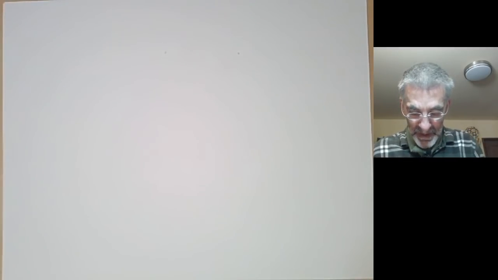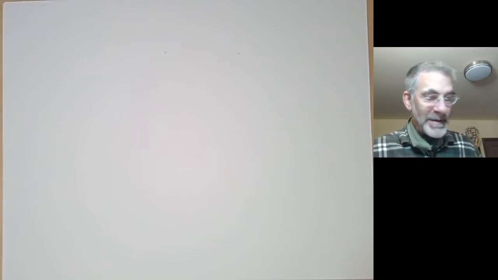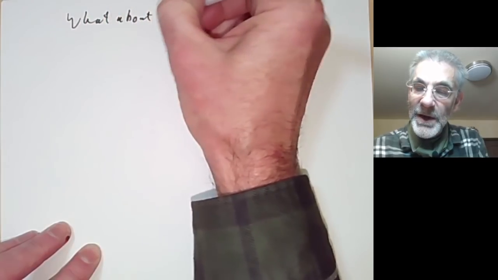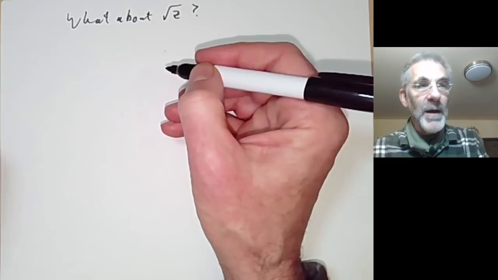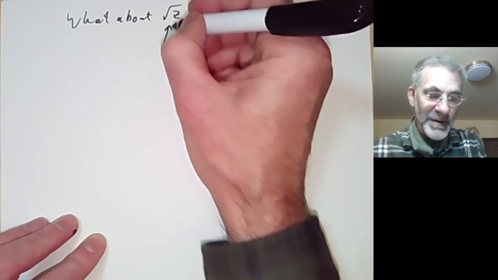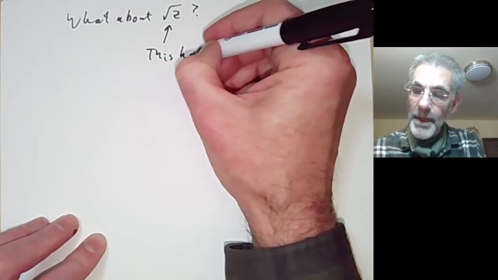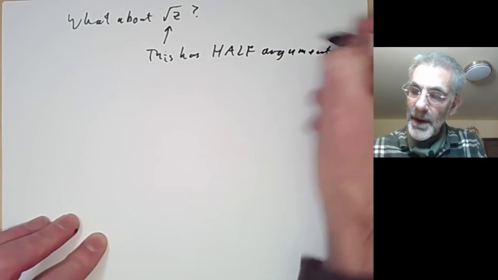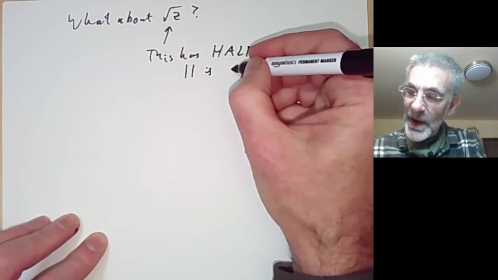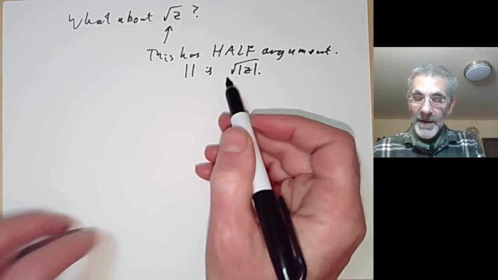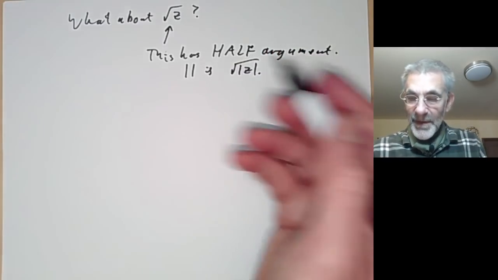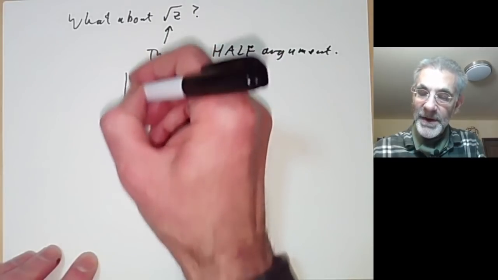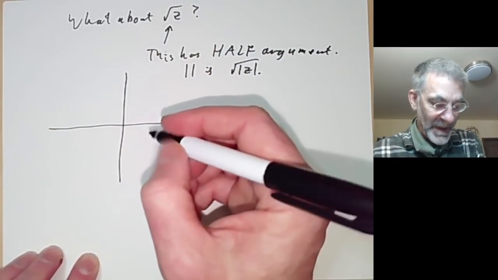So now let's talk about square roots. So what about the square root of z? Well, we can easily find the square root of z because this has half the argument and its absolute value is the square root of the absolute value of z. So this almost instantly shows that every complex number has a square root and even tells you how to calculate it. So let's just draw a picture of this.